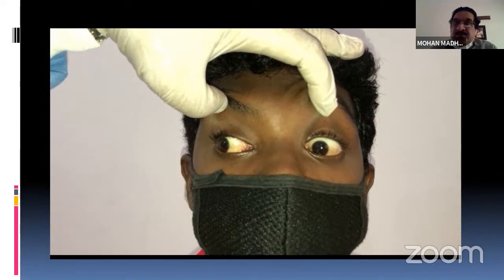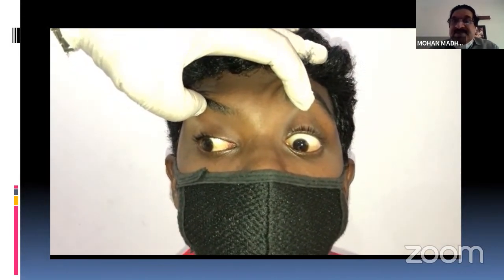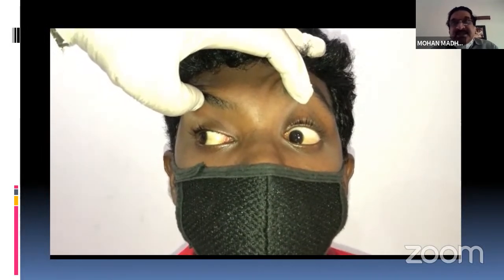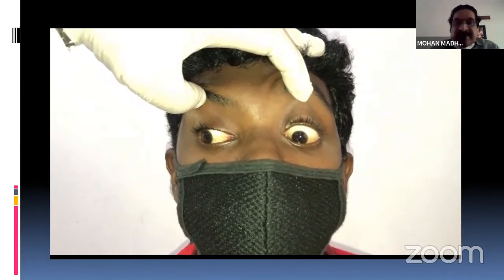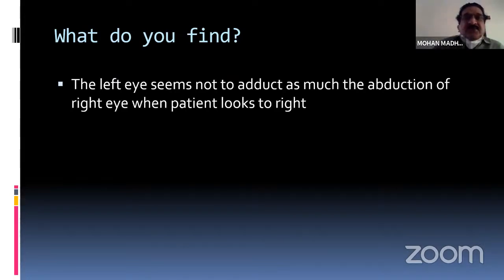If it had been due to a weakness, the range of movement should be restricted in that particular direction. It was not. So that makes you suspect something else. From that time onwards, you start thinking it is something like a brain condition or a concomitant squint. So what do you find there?